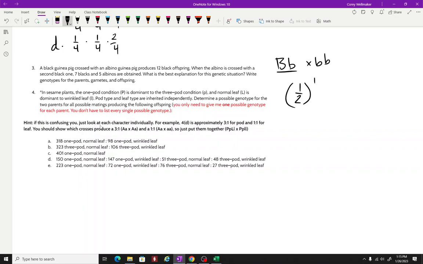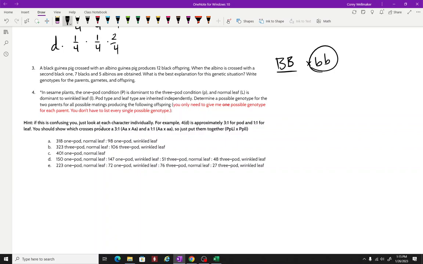The likelihood that this first parent is big B, little b, and that all 12 children have black fur is 1/2 to the power of 12. Right, so that's like tossing a coin and getting 12 heads in a row. Possible? Highly unlikely. So this is the better argument, that the first parent is big B, big B.